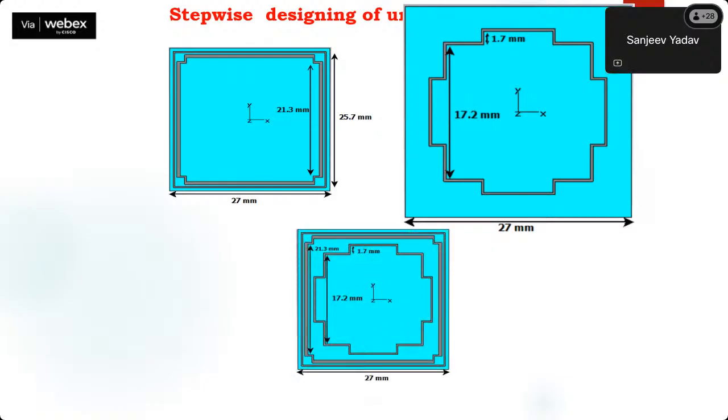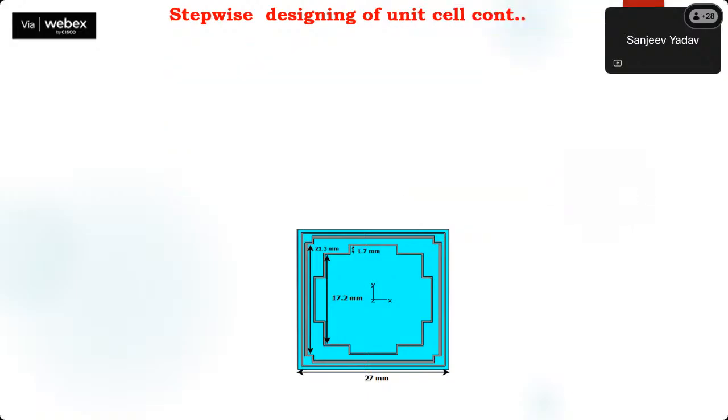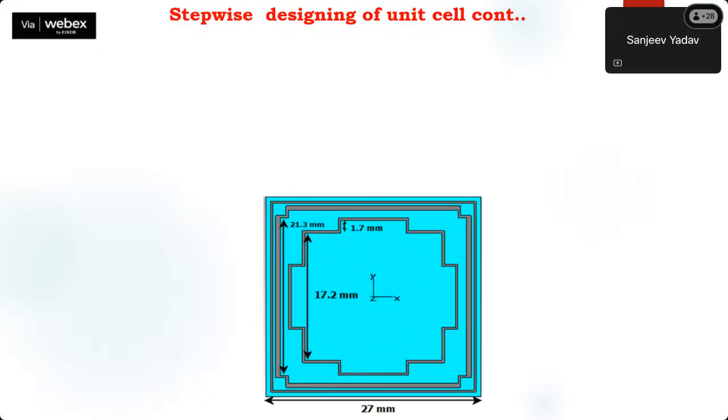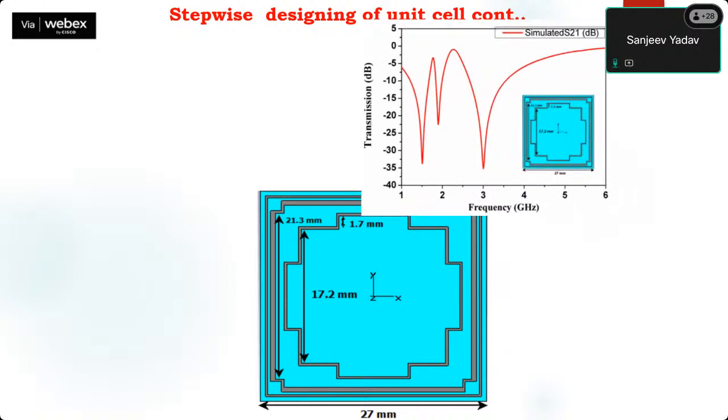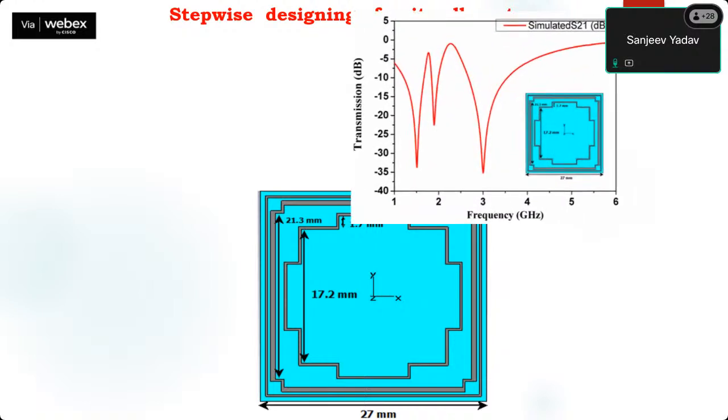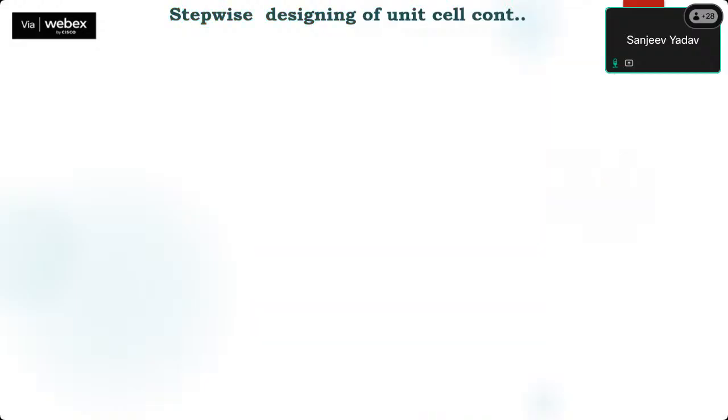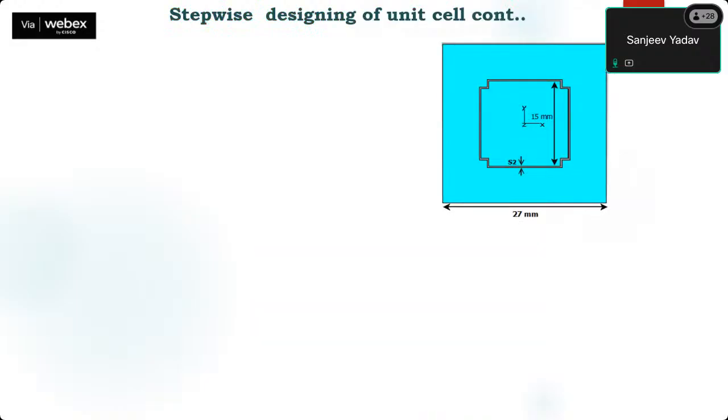So the structure will look something like this, and its simulation results will look something like this. Here you can see that now we are getting 3 frequency bands. One is 1.5, the second is 2 gigahertz, the third is 3 gigahertz. We are getting 3 frequency transmission bands.